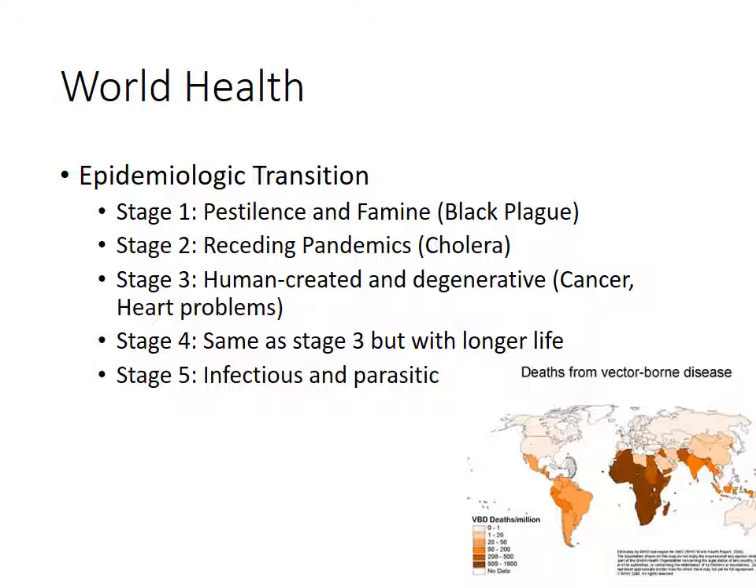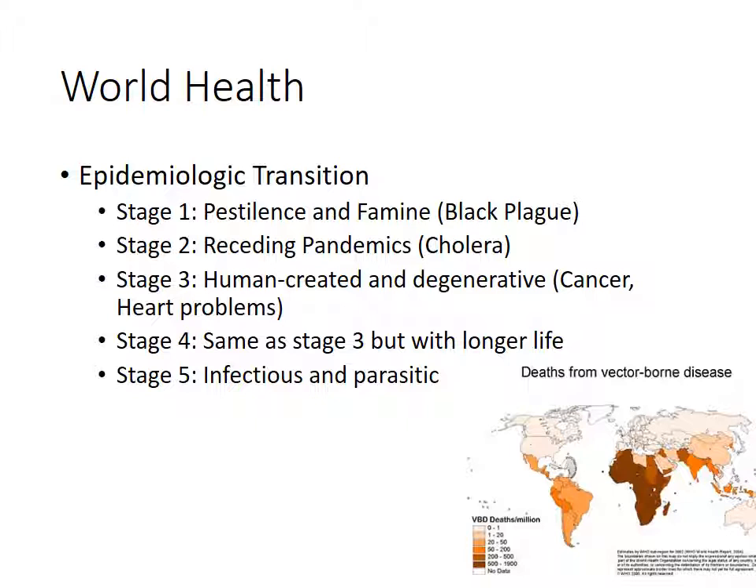Countries that are in stage 3 of the DTM are going to see more human-created and degenerative diseases. What that means is because of their lifestyle, they're going to contract diseases. Cancer is a good example of this, especially like a smoker who gets lung cancer. Type 2 diabetes could be human created. That's someone who hasn't been necessarily taking care of their diet as well as they should, and they're going to see a drop in insulin production.